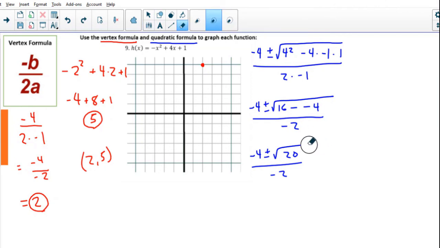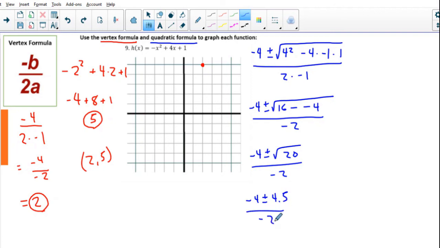For this one, let's approximate with a decimal instead of leaving it as a radical. Since we're graphing it, we want to know where this is going to be on the graph. So the square root of 20, let's just say 4.5. We're going to kind of round that. Negative 4 plus or minus 4.5 over negative 2. And again, we're going to get 2 answers here. Okay, and then I can also cancel out these negative signs. I have a negative on top, negative on bottom. I can cancel these two, make my life a little bit easier.